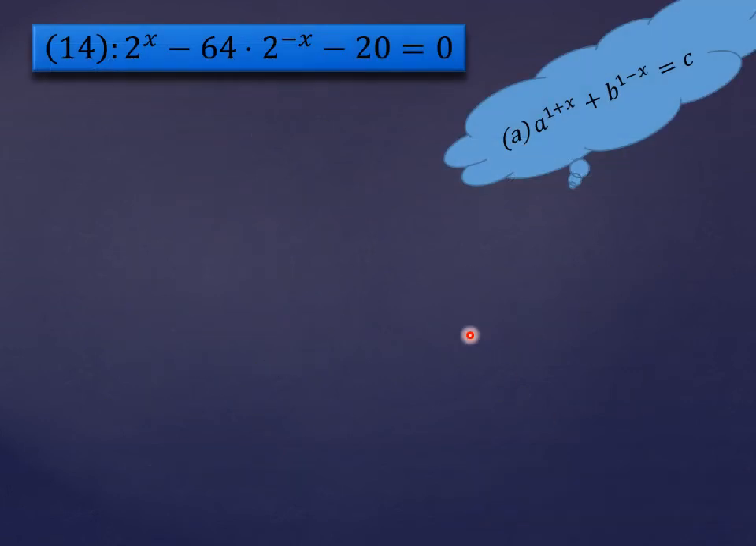Coming with another example of the same type, 2 power x minus 64 dot 2 power minus x minus 20 equals to 0. In the previous question we were bringing the denominator to the numerator and I changed the sign to minus. Now there is a minus sign here. How can we change that minus sign to plus sign? Obviously, it is in the numerator. I'll take it to the denominator and the sign of the power will get changed. I can write 2 power x minus 64 divided by 2 power x minus 20 equals to 0.